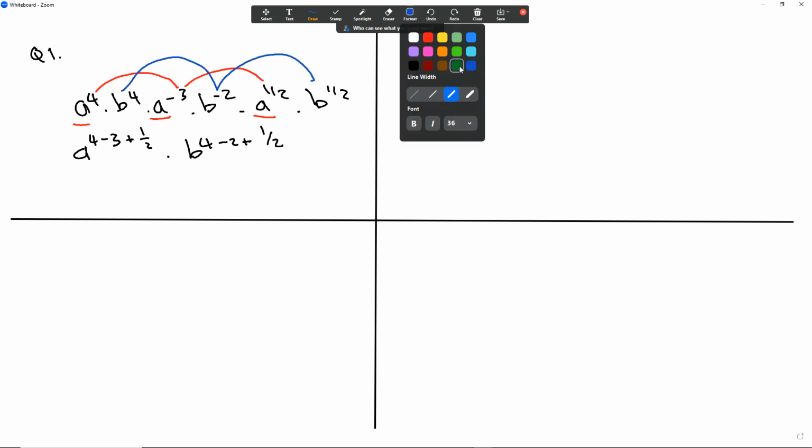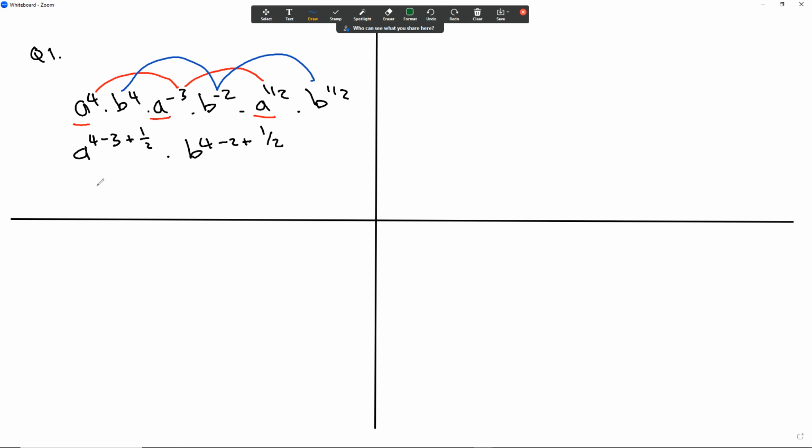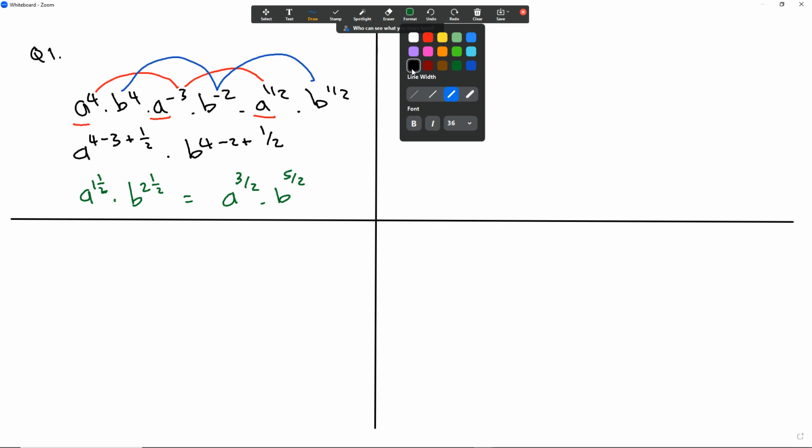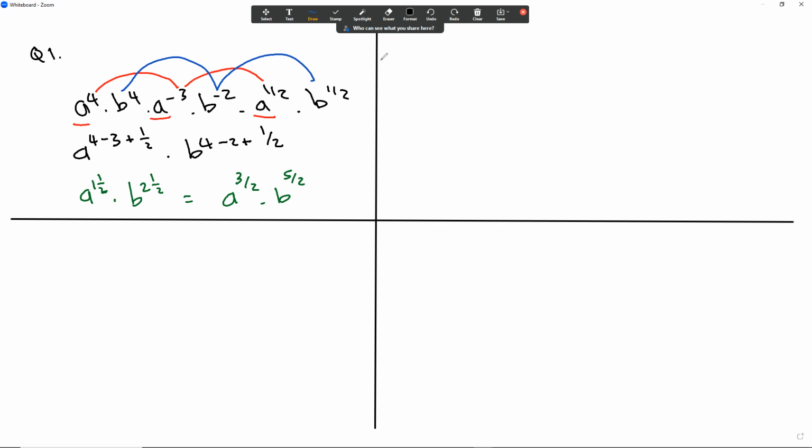And now if I bring that all together, 4 minus 3 is 1, 1 plus a half is 1 and a half, which I can write as 3 over 2. And this one is b to the power of 2 plus a half, which is 2 and a half. So this will come to a to the power of 3 over 2 times b to the power of 2 times 2 is 4 plus 1 is 5 over 2. All right, we can also write it in root form if we need to. Quite a random question just to show you how we would multiply.